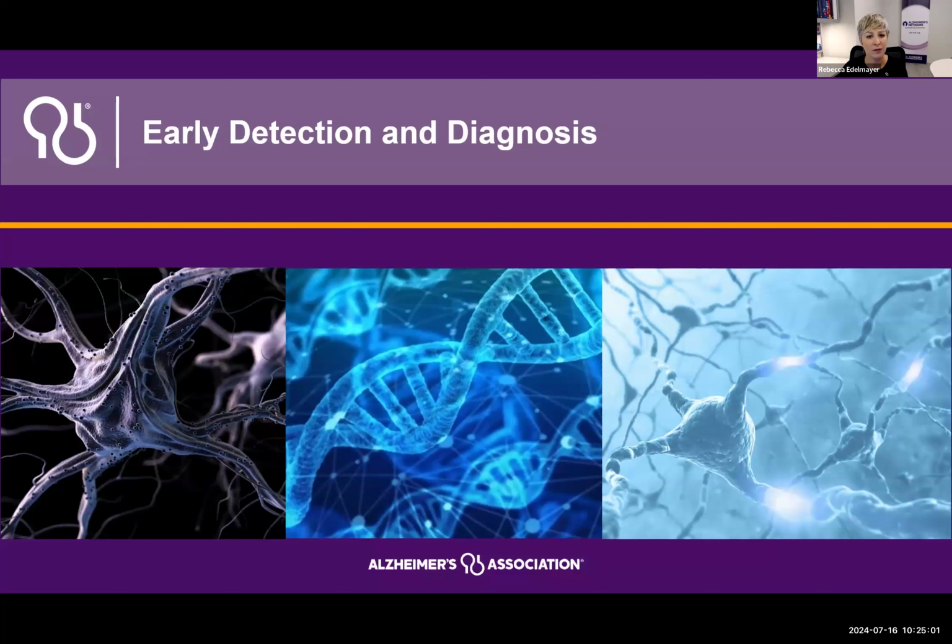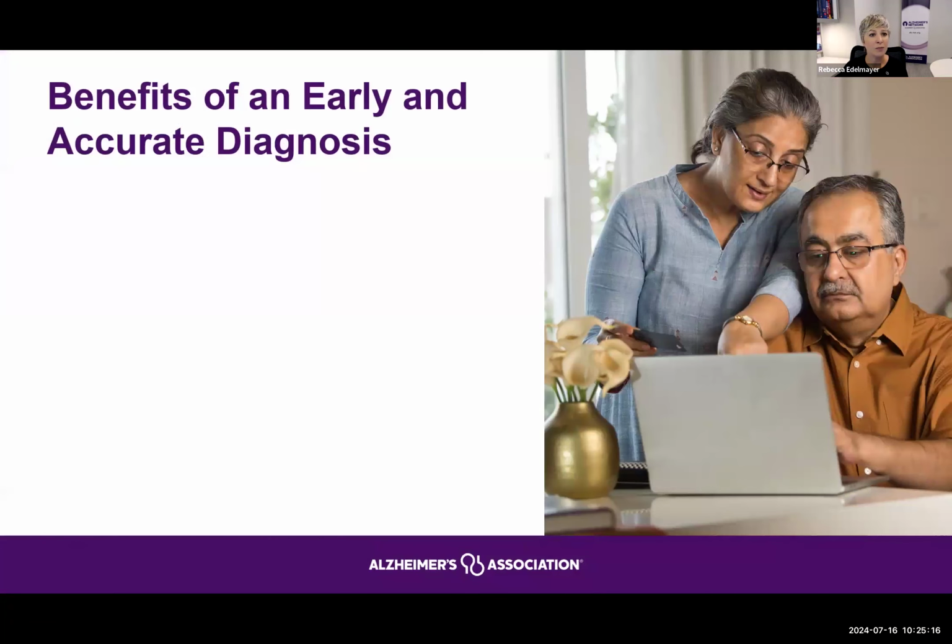As we continue to think about what is happening in the brain, how do we define these different diseases and who is at risk, we need to start having discussions about how do we detect and diagnose disease at its earliest stages in the doctor's office. And we really need to improve upon this, because we know that many individuals are not getting an accurate and early diagnosis. And there's a lot of benefits to an early and accurate diagnosis.